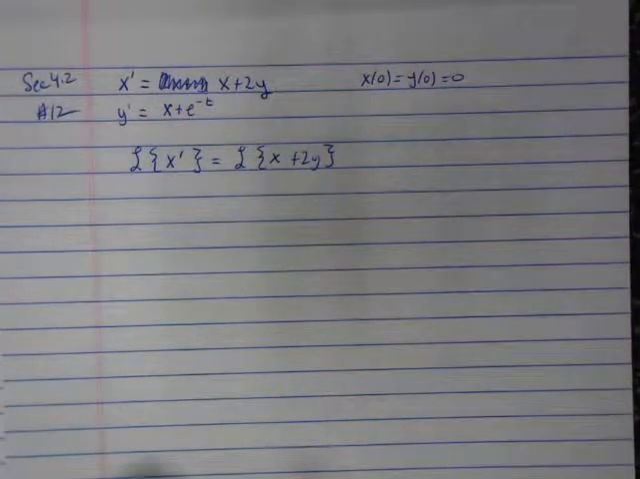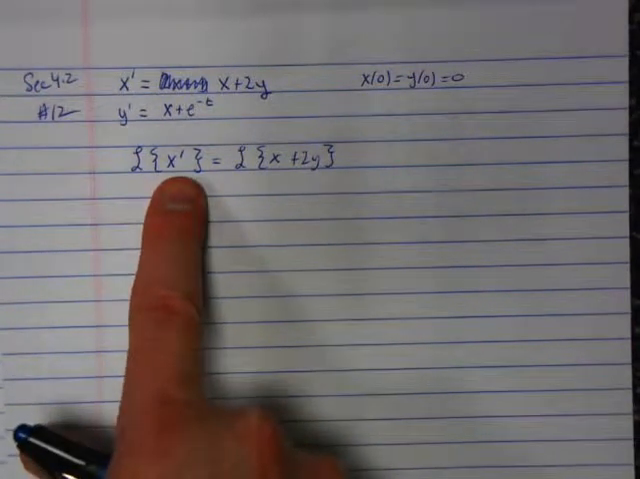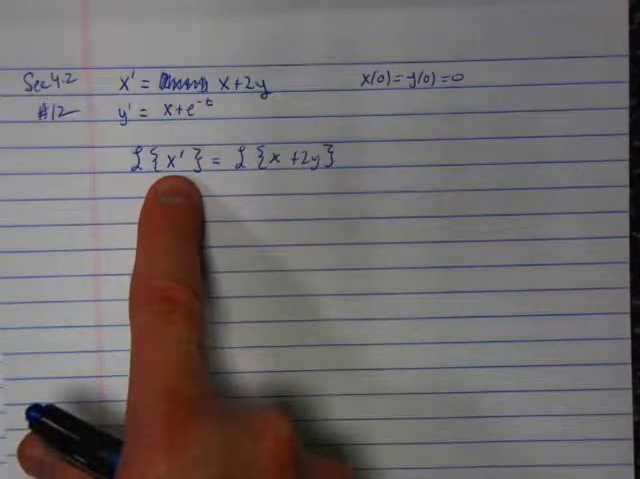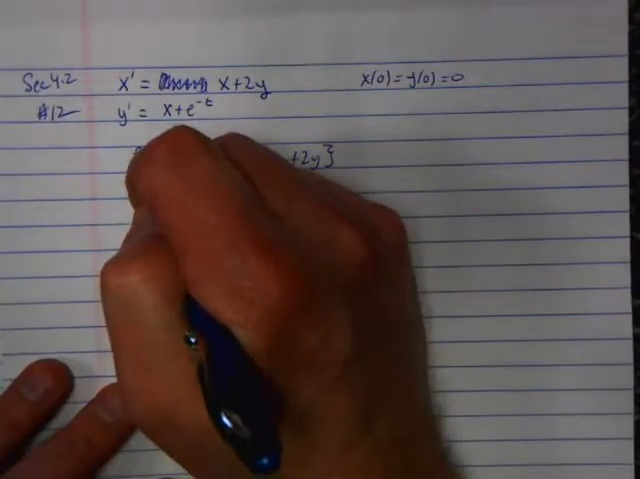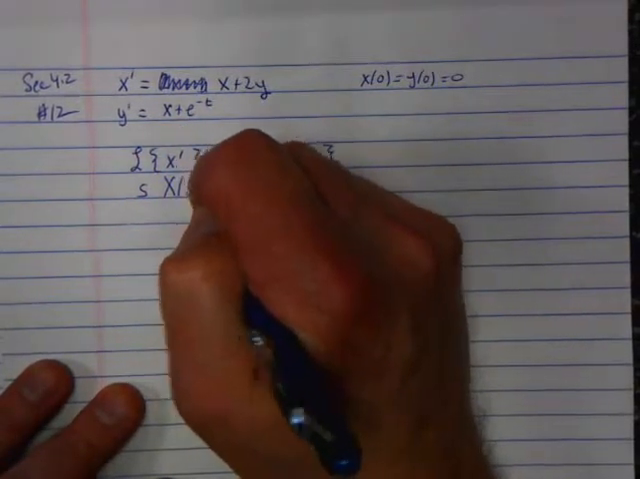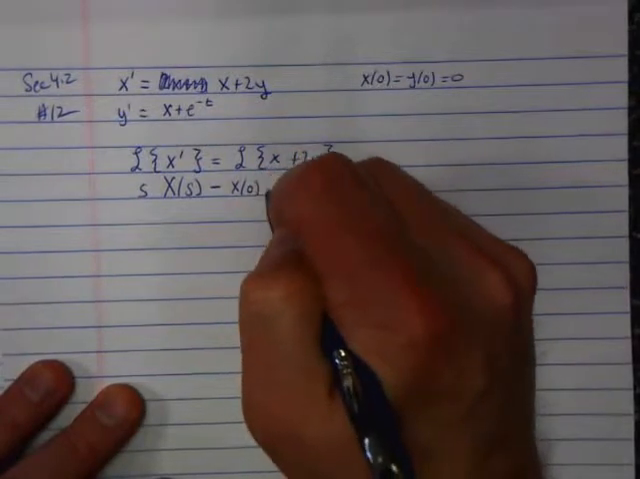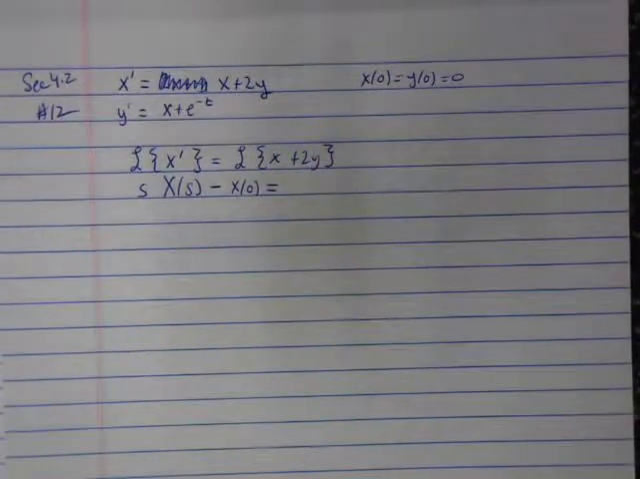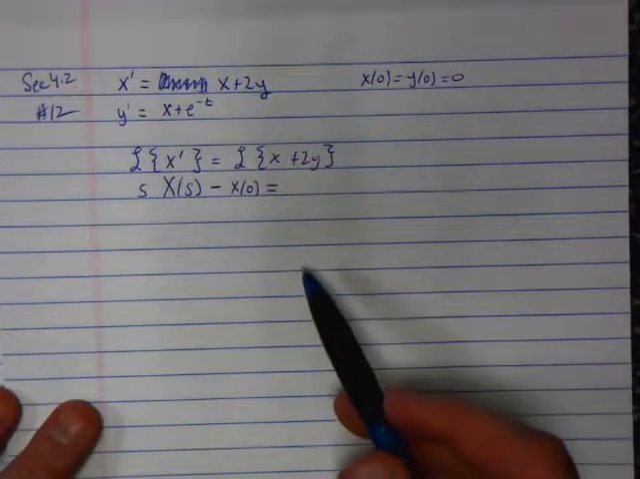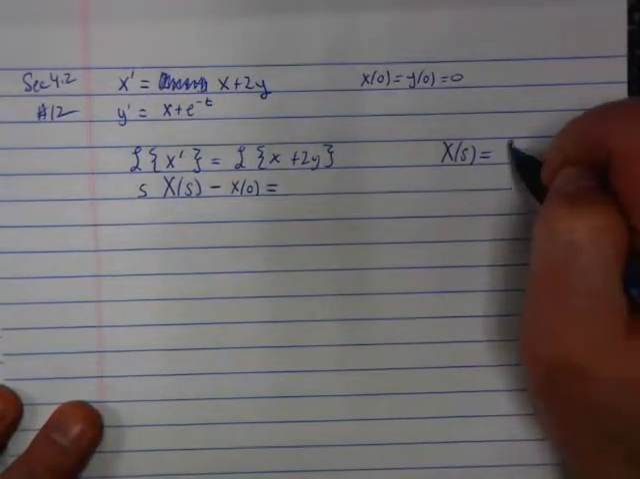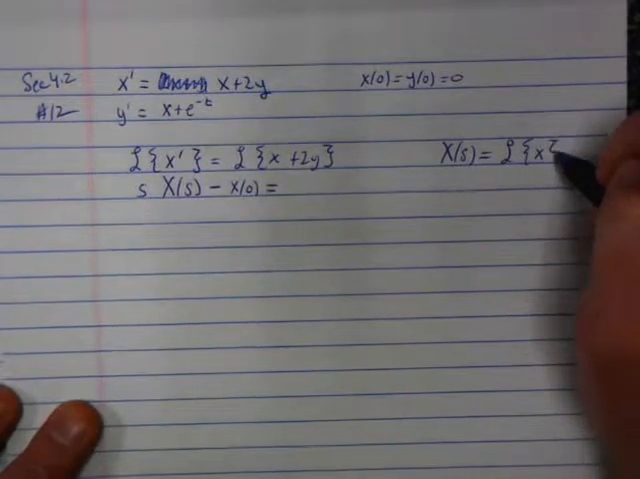We had a rule for the Laplace transform of x prime. What's our rule for the Laplace transform of x prime? s times big X of s minus x of 0. On the right-hand side, big X represents just what? Big X is the Laplace transform of little x.